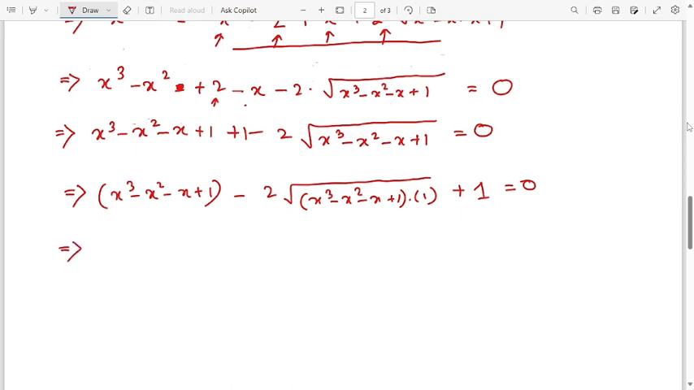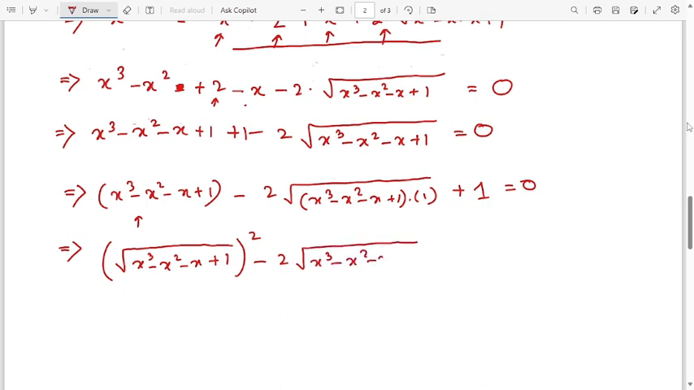Now you can understand why we are doing all this algebraic operation. So these things we can write as square root of x cube minus x square minus x plus 1 whole square. These things can be written as 2x cube minus x square minus x plus 1 times square root of 1 plus 1 square is equal to 0.